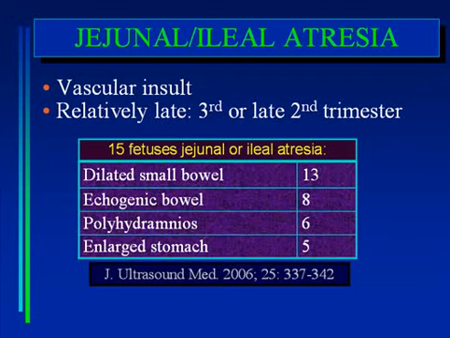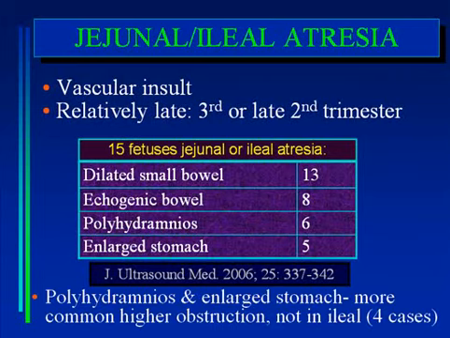But not all the findings are always seen. In a series of 15 fetuses with jejunal or ileal atresias, dilated small bowel loops were seen in 13, echogenic bowel in 8, polyhydramnios only in 6, and an enlarged stomach only in 5 of these fetuses. 4 of the fetuses had ileal atresia, and polyhydramnios and enlarged stomach were not seen in any of these 4 fetuses. The polyhydramnios and enlargement of the stomach is more common the higher the level of obstruction.